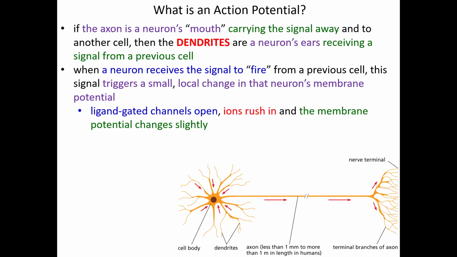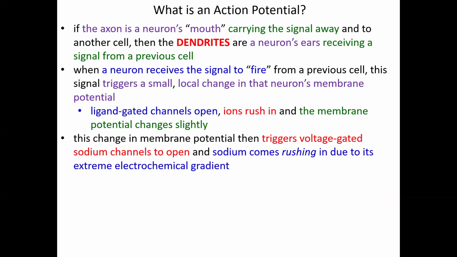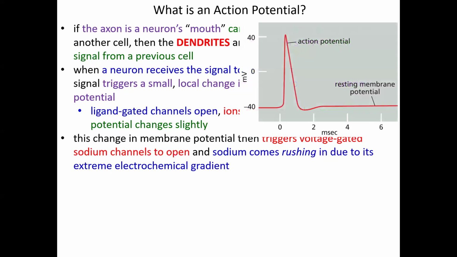Ligand-gated channels open, ions rush in, the membrane potential changes locally. That's going to trigger additional voltage-gated sodium channels to open. Now sodium's going to come rushing in and we change the membrane potential more systemically. And there it is. Boo! We get an action potential. Let's take a look at what's happening here.